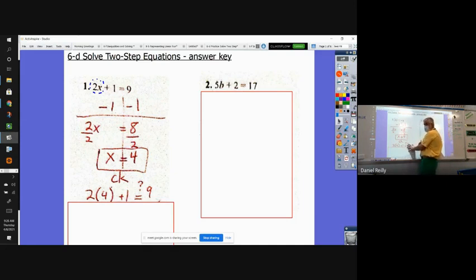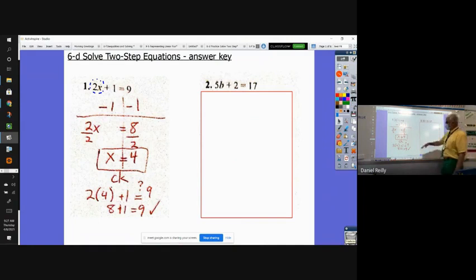There are no operations to do here this year. Next year you'll get some, where there'll be stuff to do on both sides of the check, but not this year. So I just have to simplify over here. 2 times 4 plus 1 is 8 plus 1, and 8 plus 1 equals 9. So my solution is correct.